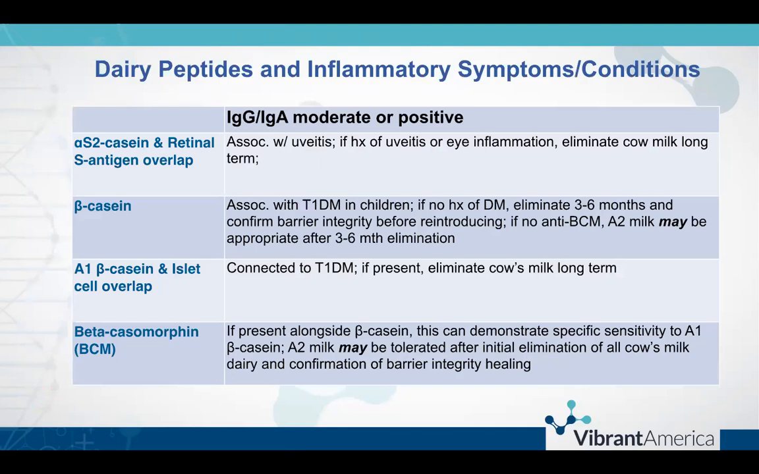Beta casomorphin, we already kind of talked about. If it's present alongside beta casein, this can demonstrate specific sensitivity to A1 beta casein. A2 milk may be tolerated after initial elimination of all cow's milk dairy. Let the immune system calm down, heal and seal the gut, and then retest that gut barrier to confirm that it is actually healed.